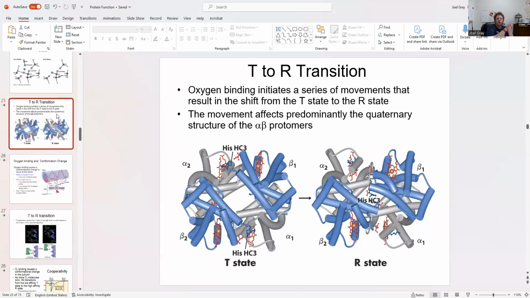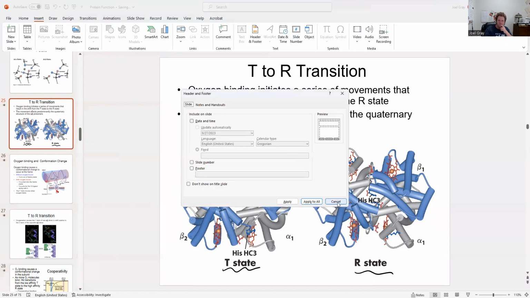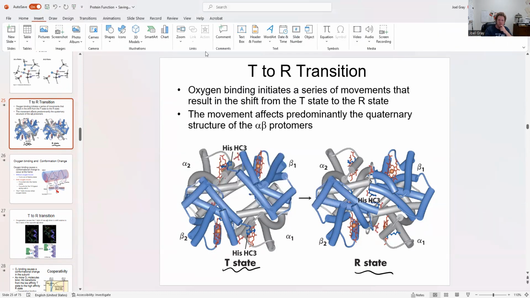Okay, so we transition from the T state to the R state, the deoxygenated T state to the oxygenated R state. I want you to recognize the difference between these two proteins. If you look at the T state, I always like to draw a figure. Let's insert a shape. Let's go with a box. There we go.